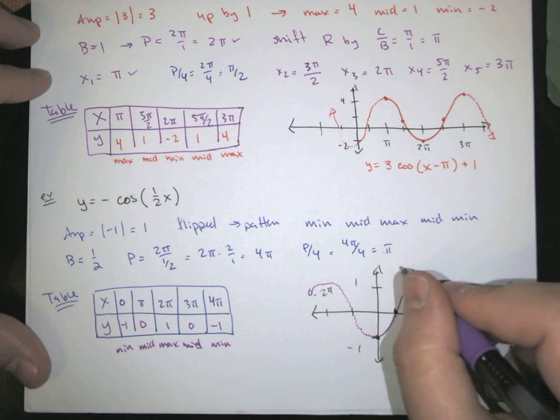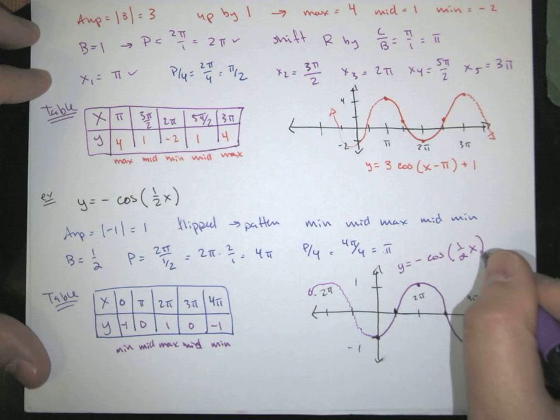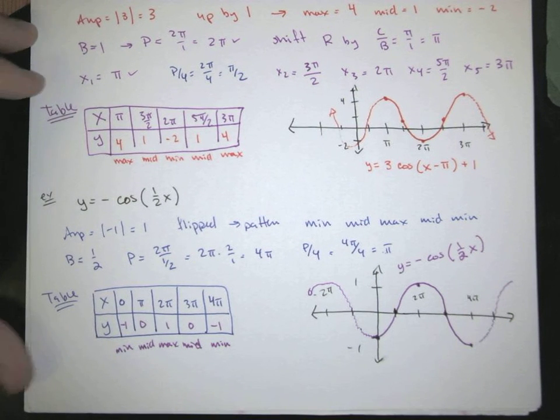And that's our curve. So that was negative cosine of 1/2 x. The 2 got away from me a little bit. That looks better? Sure.